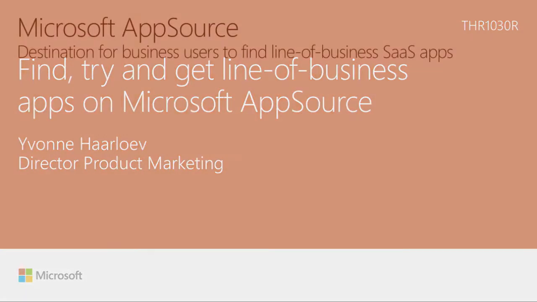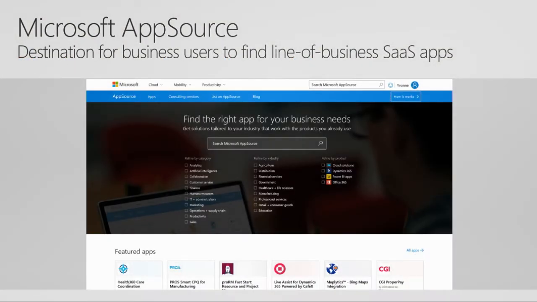with an introduction. So Microsoft AppSource is the destination for business users to find line of business SaaS applications. So you're already using a Microsoft product such as Dynamics 365, Power BI, or Office 365, but you're looking for these additional applications that you might not get out of the box. You can go to AppSource and you can easily try it, see if it's right for you, and then connect with the partners and the implementation partners who help you get started.